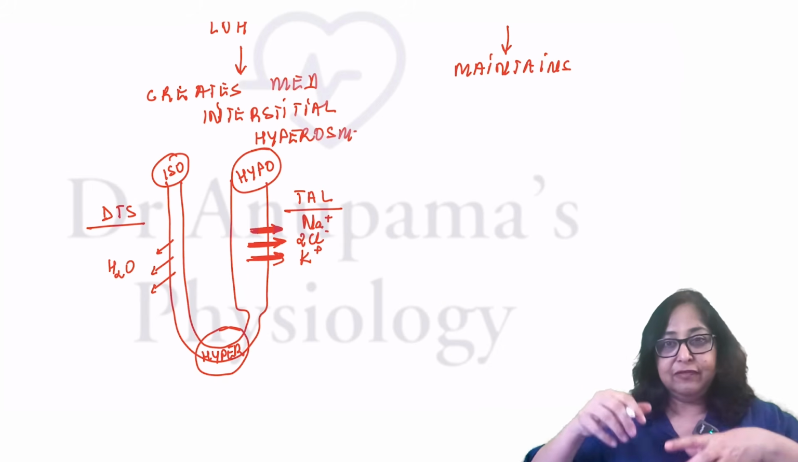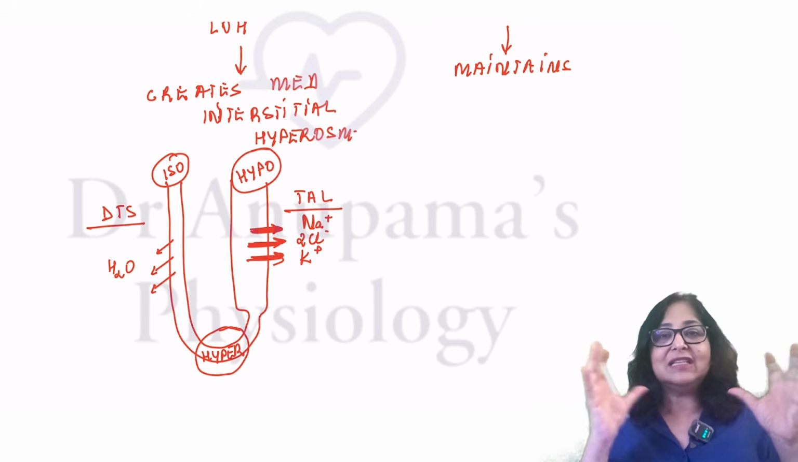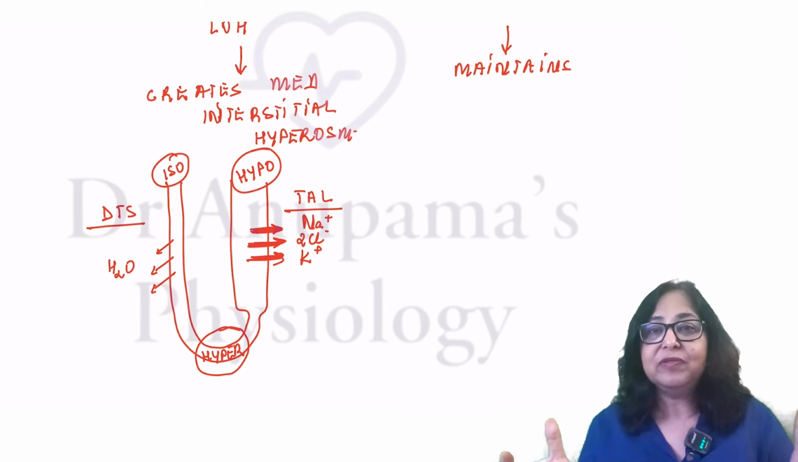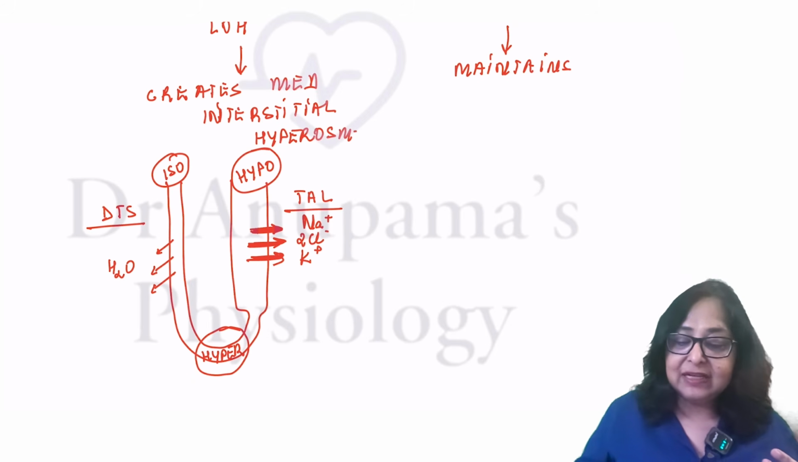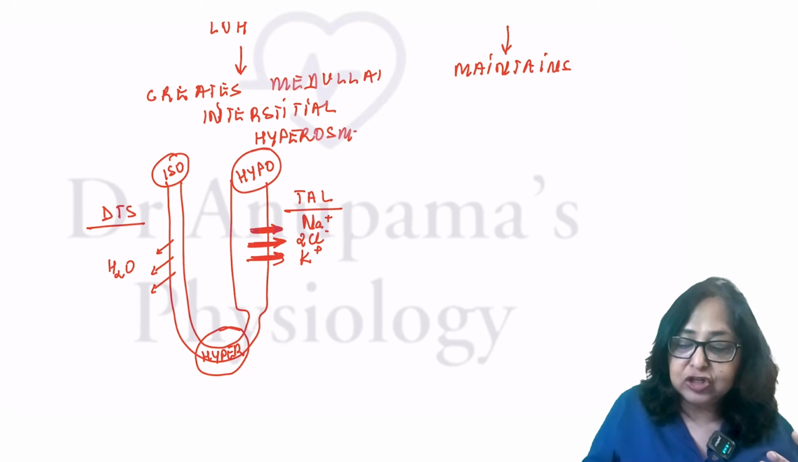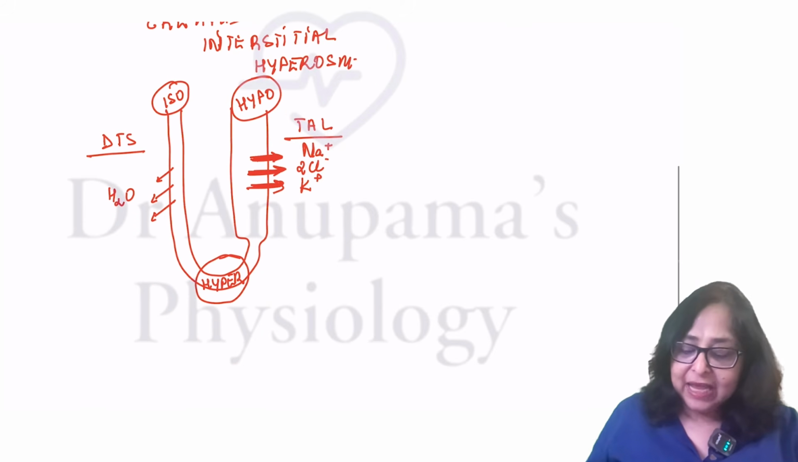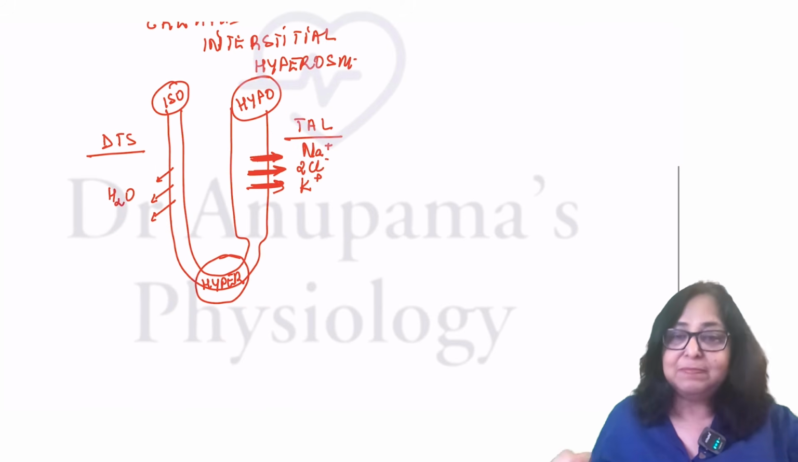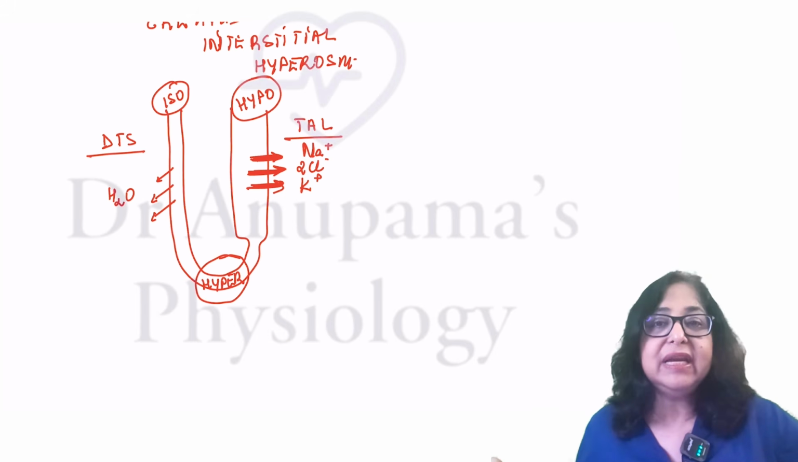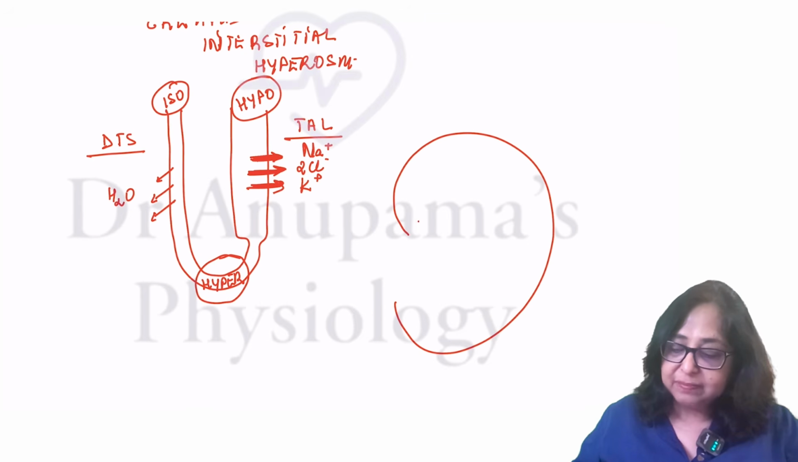So if the inside fluid is becoming dilute or hypotonic, what will happen to the interstitial fluid which surrounds the loop of Henle? That will become concentrated. So this helps to create a medullary interstitial hyperosmolality. Now, firstly, why do we say medullary interstitial hyperosmolality? Because this is being done by the juxtamedullary nephrons. You know that there are two types of nephrons. There are cortical nephrons and there are the juxtamedullary nephrons.